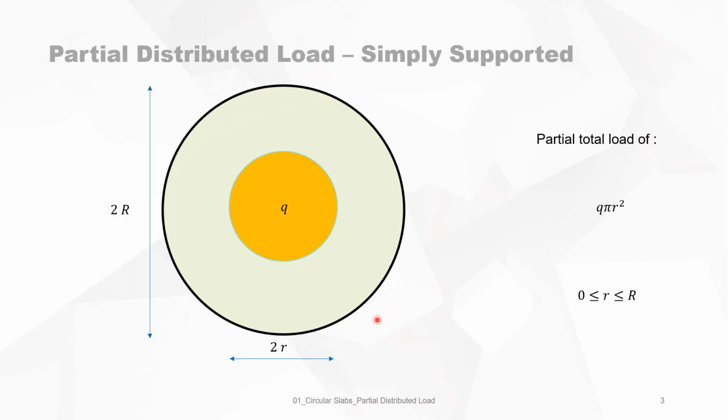You see here a circular slab simply supported on the edges with a radius R, and it's loaded partially by a uniform distributed load q. The total load on the slab is q π r², and the small r is of course between 0 and R.